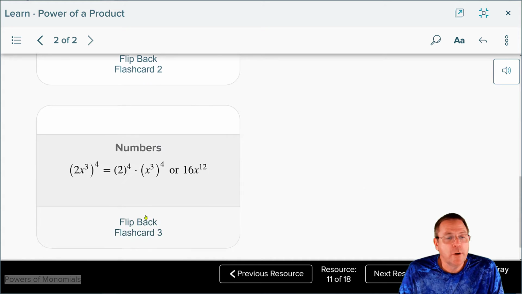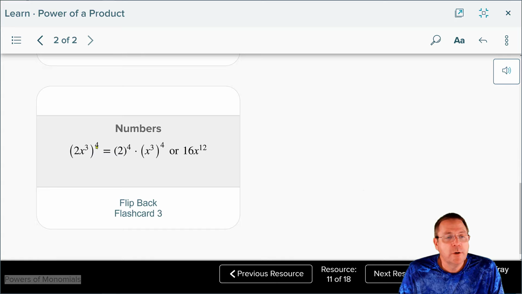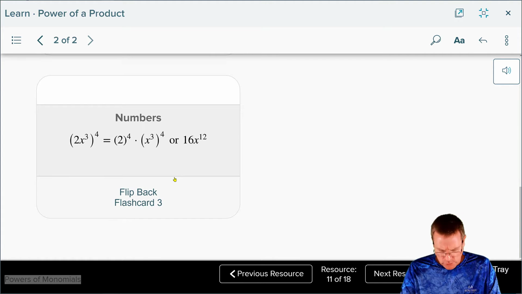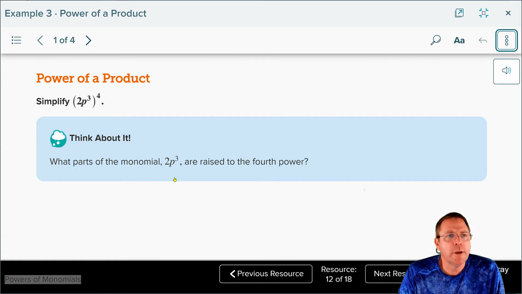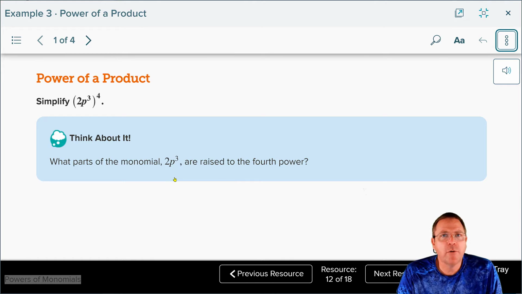And if you're using numbers, 2x cubed to the 4th power means you're going to take 2 to the 4th power and you're going to take x cubed to the 4th power. And of course, 2 to the 4th power is going to be 16. And then x cubed to the 4th power, that's 3 times 4, that's going to be 12. Of course, this is not going to be enough to count for showing your work, but we're going to show you what will be. And here we have example 3 where we're going to demonstrate the power of a product.